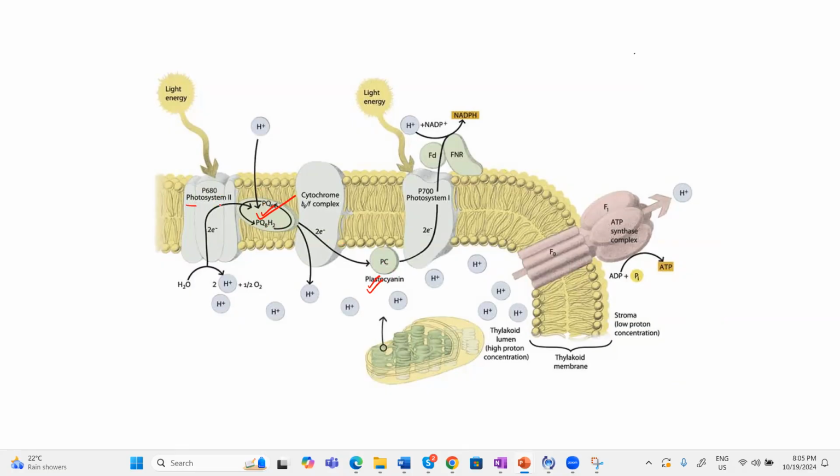Clear? This is one protein complex. This is another protein complex and this is one. So in the previous video, we have already studied that the light reaction involves many protein complexes. One is your photosystem 2, then cytochromes, and then photosystem 1. And this is your F0 and F1 particle. In the chloroplast, we will use the word C.